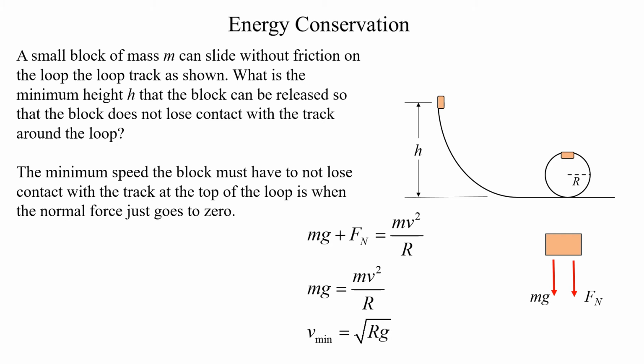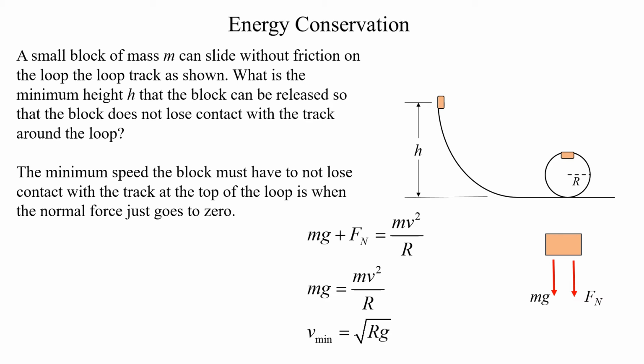So let's look at the minimum speed that we have to have at the top of the loop so that it doesn't lose contact with the track and doesn't fall. Well, I have a free body diagram shown below the track here with the block at the top of the loop. When it's at the top of the loop, we have the weight force down and we have the normal force from the track pushing the block into the circle.